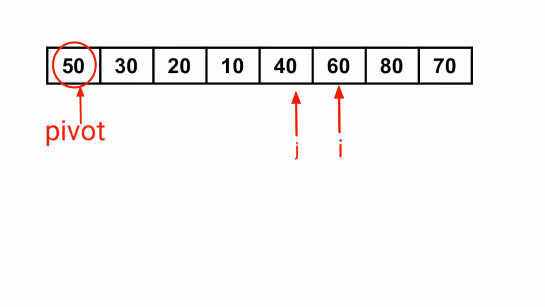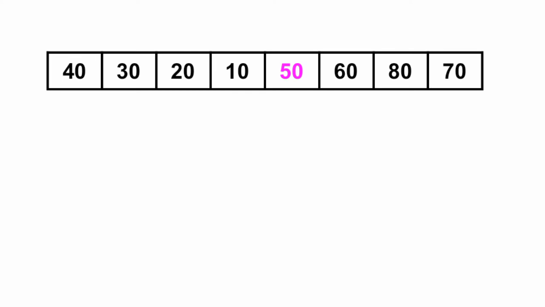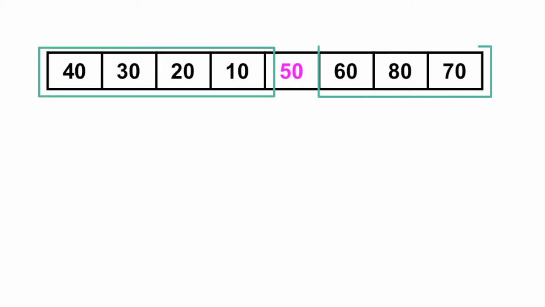Now at this point we can see that the index value in j is less than the index value in i. When this happens, the pivot element is swapped with the element at j. Now 50 has reached the correct position in the final sorted array and hence hereafter the position of 50 will remain unaltered. And also the array gets partitioned into two parts.